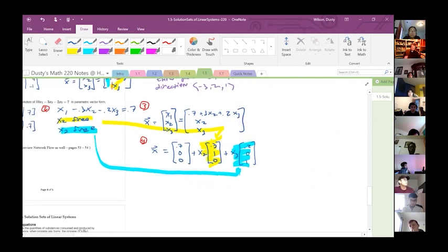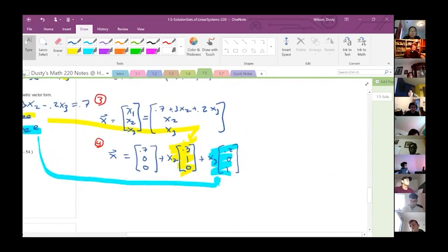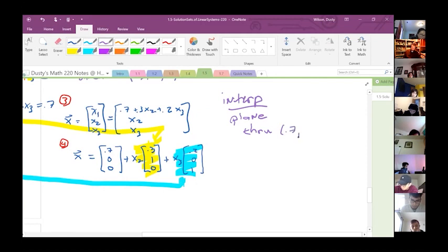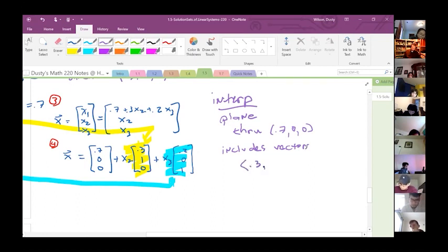Just so you're tracking what this means, here's our interpretation. There are two linearly independent vectors, the yellow one and the blue one. And so this will be a plane through, there's my famous word, through the point <0.7, 0, 0>, and that includes vectors <0.3, 1, 0> and <0.2, 0, 1>.